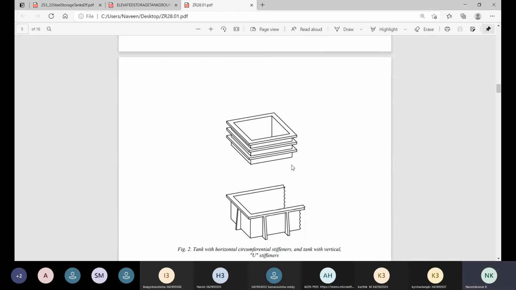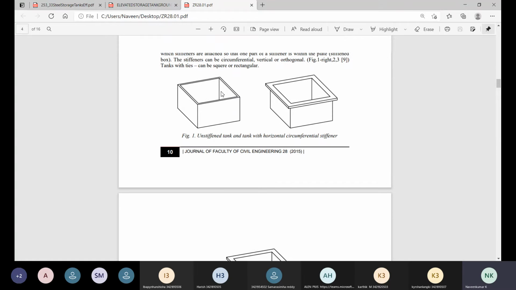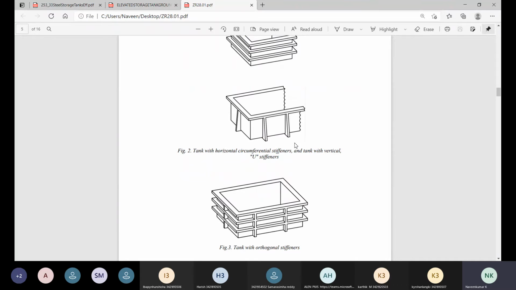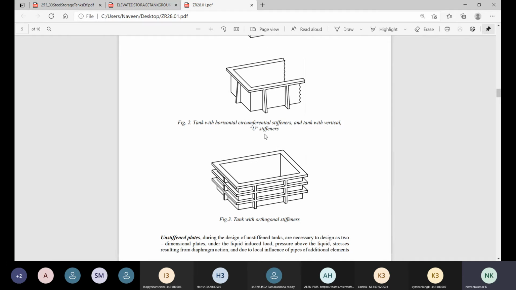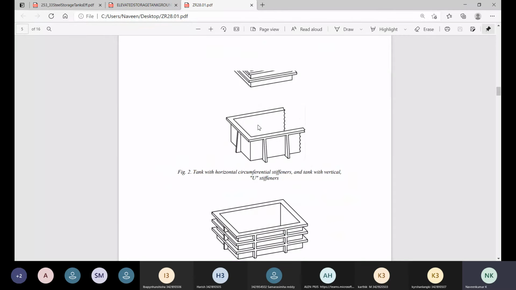And the second type, they are providing some stiffeners. Okay, while you see figure 1 as well as figure 2, in the first type there is no support for the wall, the unstiffened tank. In the second case, there are stiffeners supporting the walls of the water tank. There are stiffeners horizontally, and in some cases the stiffeners support the wall of the steel tank in the horizontal direction as well as in the vertical direction.